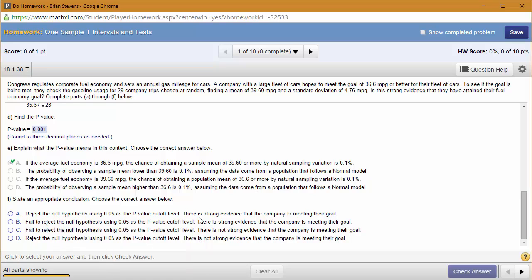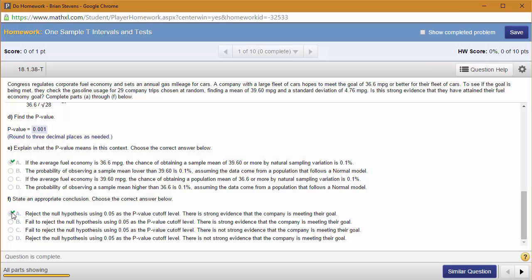So let's go back here. Since this is odd according to the null, like this would not be likely to happen according to the null, results like this are more extreme. It would only happen 0.1% of the time, basically 1 in 1,000. This means what? It means let's reject the null. Using 0.05 as the p-value cutoff, there is strong evidence that the company is meeting their goal.